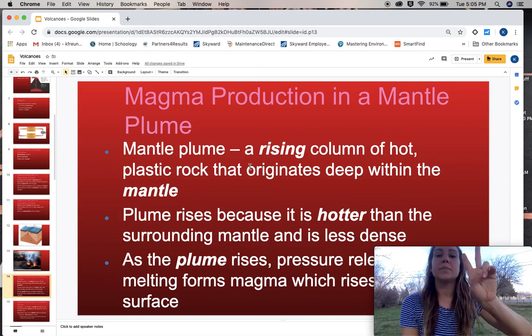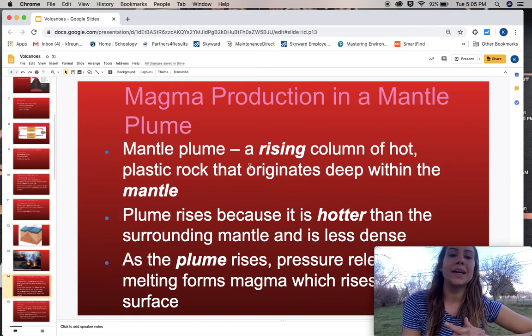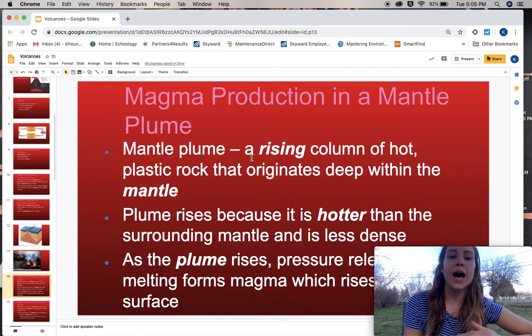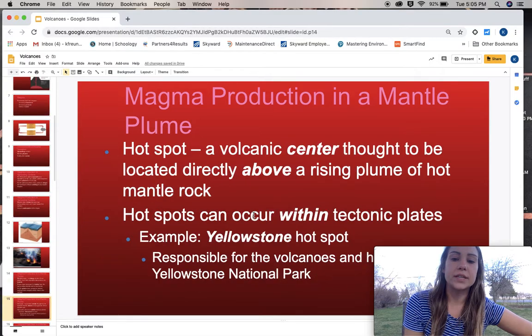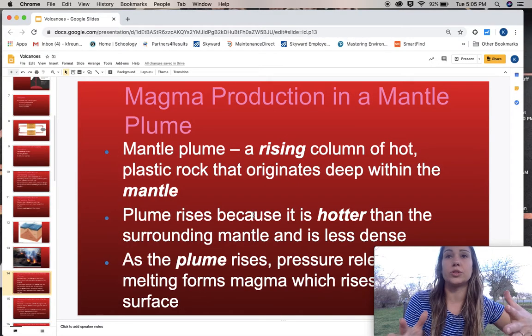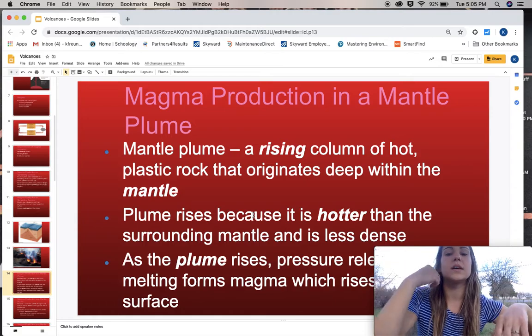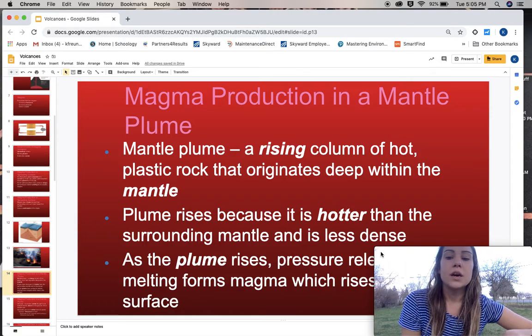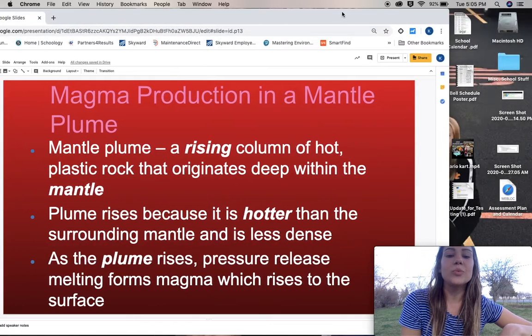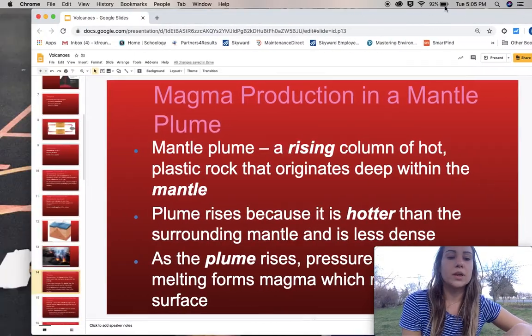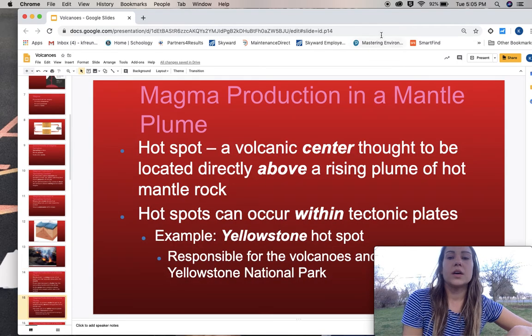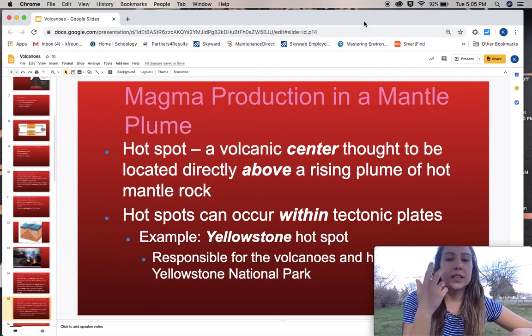So the second type of magma formation is in a mantle plume, which is a rising column of hot plastic or liquid rock that originates deep within the mantle. The plume rises because it's hotter than the surrounding mantle and is less dense. So if you think of a hot air balloon, right, heat rises. As the plume rises, pressure releases and melting forms magma, which rises to the surface. So this can be seen in hotspots.